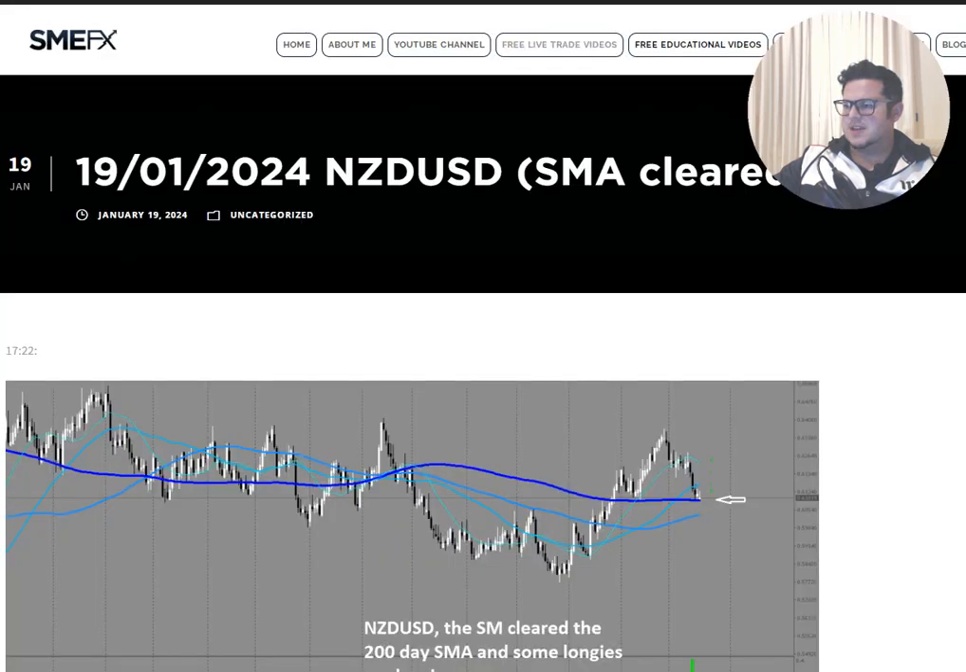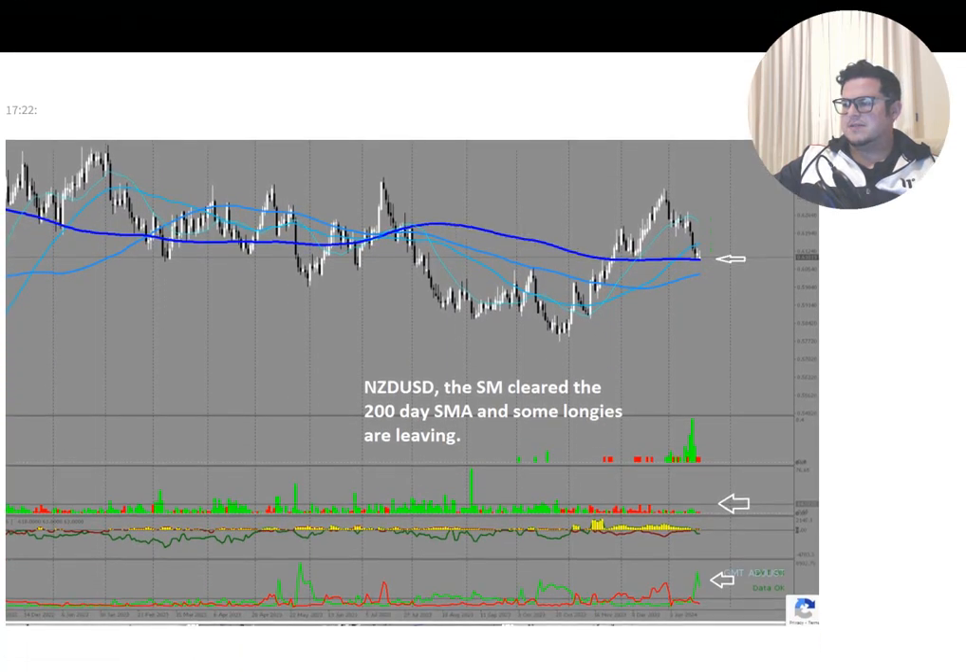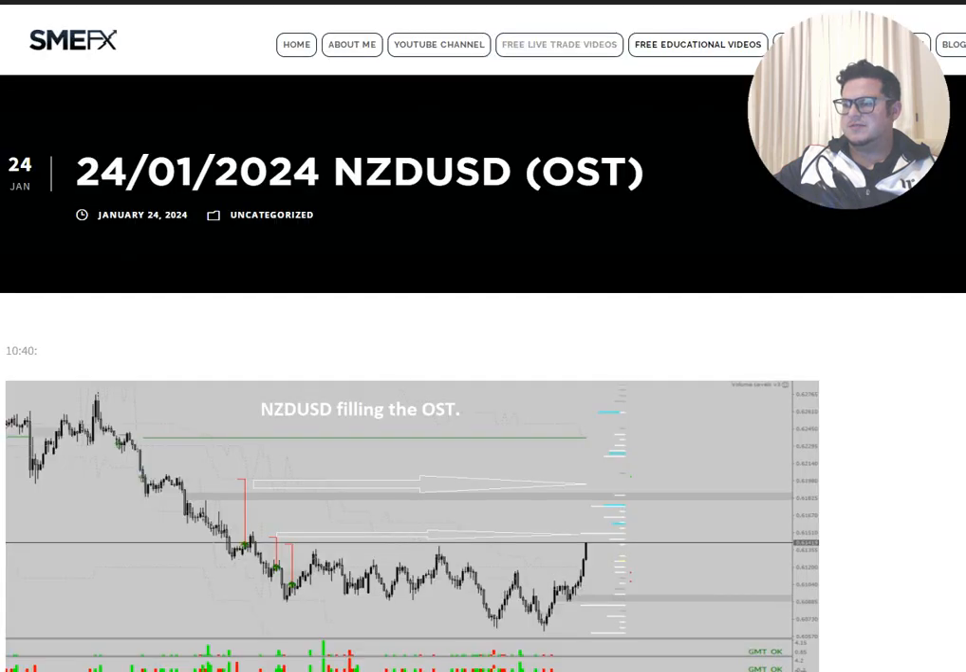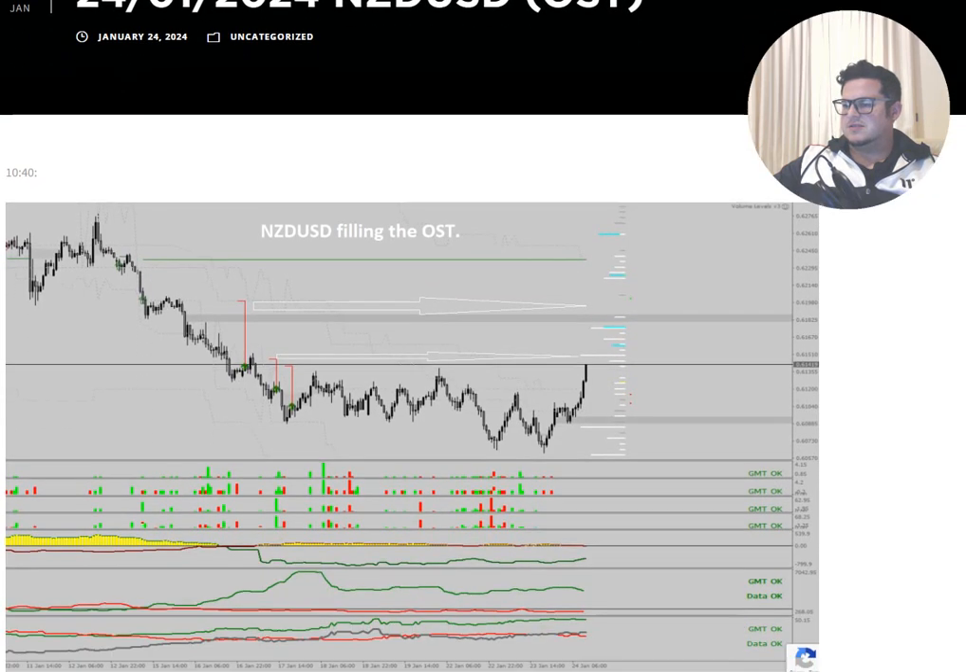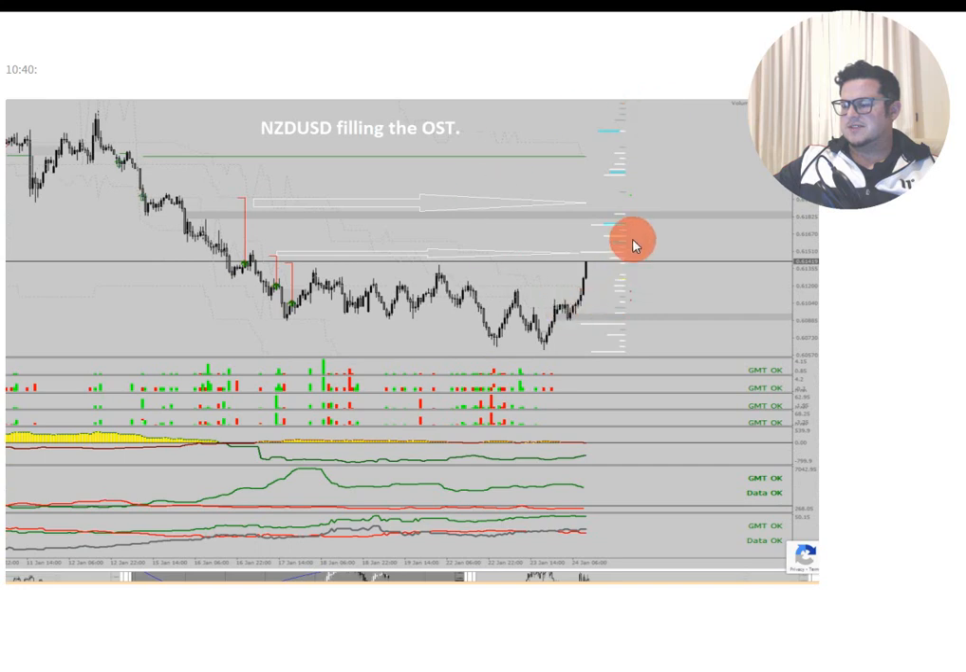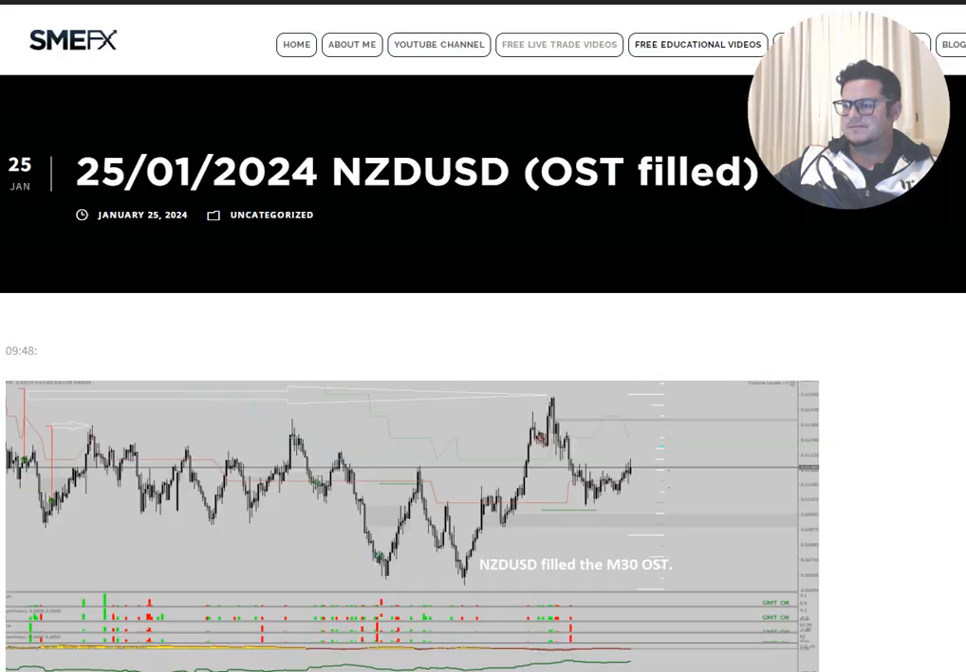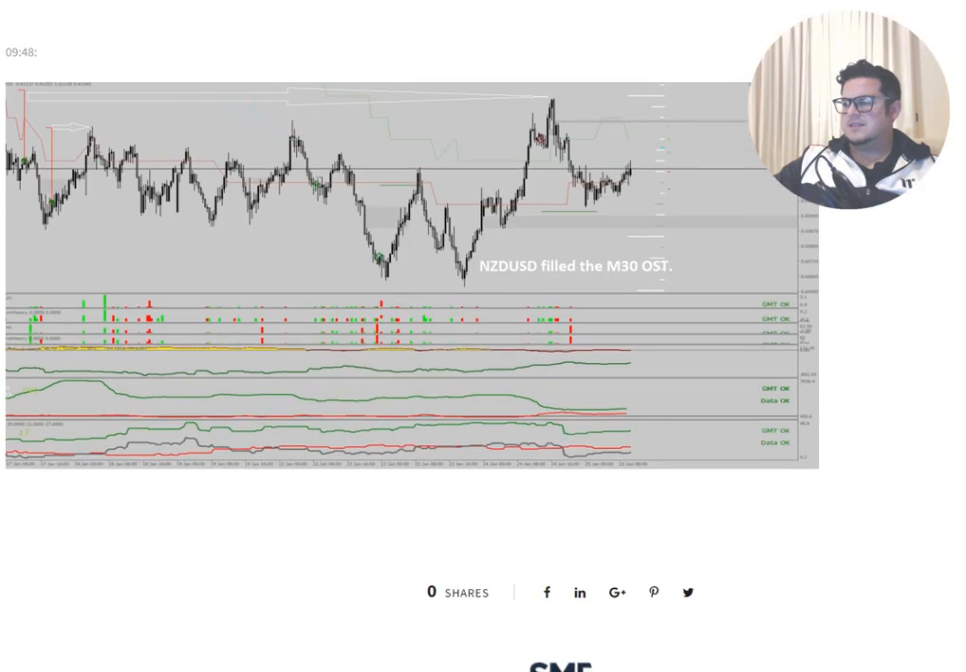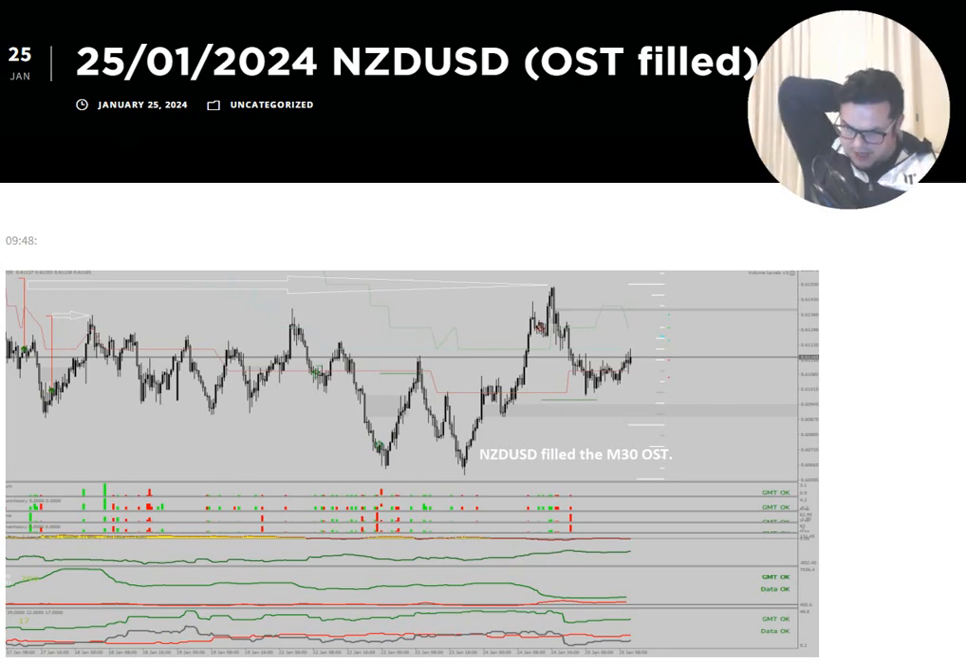Kiwi dollar, surprise, similar thing. So they went down, cleared the moving average, then had also OSTs, took some of those OSTs. There was a nice reversal trade there. Filled the option strike target, then also like Aussie dollar had an MTS below the price, took this one.